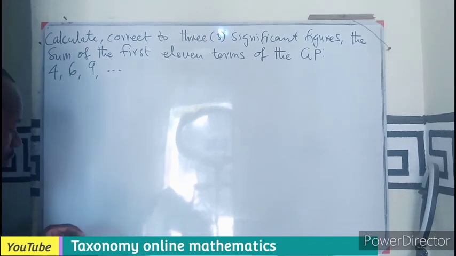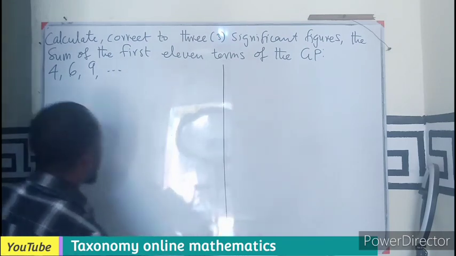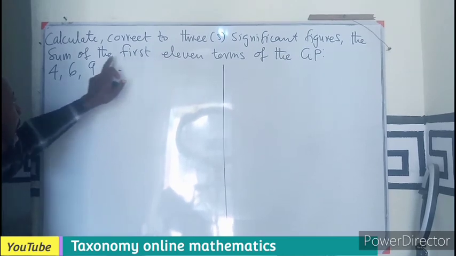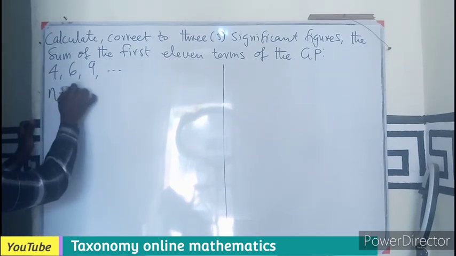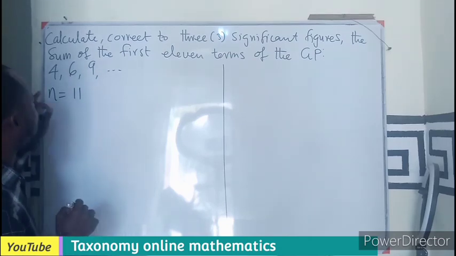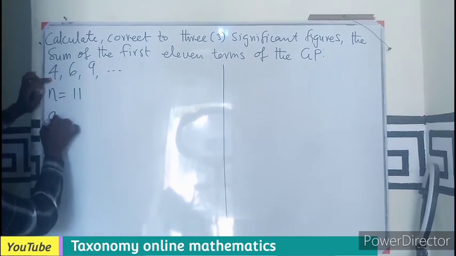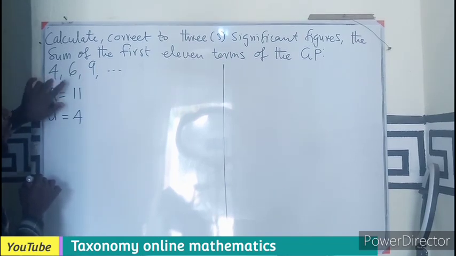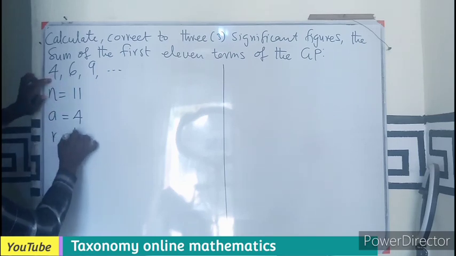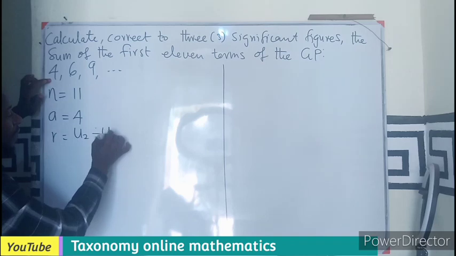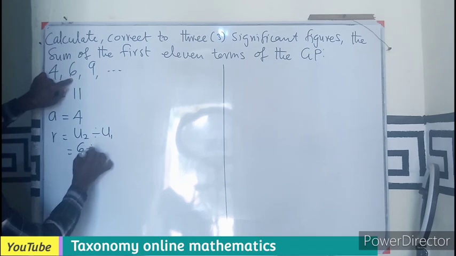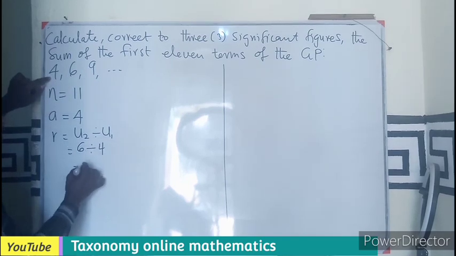So in this, we know that we are referring to the sum of the first 11 terms. So obviously our n, which is the number of terms, will be 11. From the sequence, we also can see that our a, which is the first term, will be 4. Then we need to find the common ratio, which is the second term divided by the first term. The second term is 6, divided by 4, and that will give us 3 over 2.